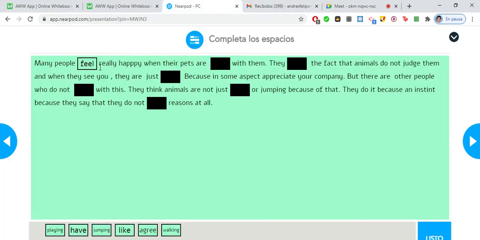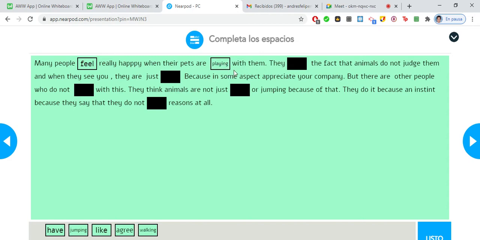So they feel really happy when their pets are playing with them. The pets are, look, verb to be. So this sentence has to be in present continuous, and also because pets are playing. Ellos se sienten muy felices cuando sus mascotas están jugando con ellos, jugando.